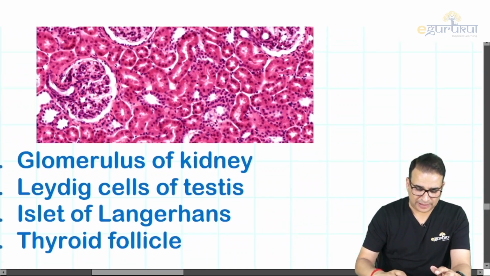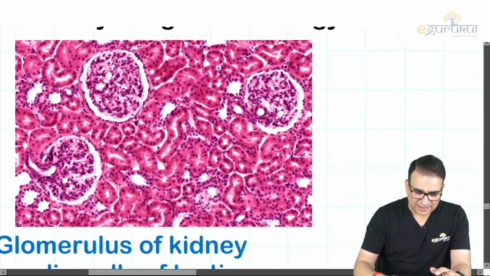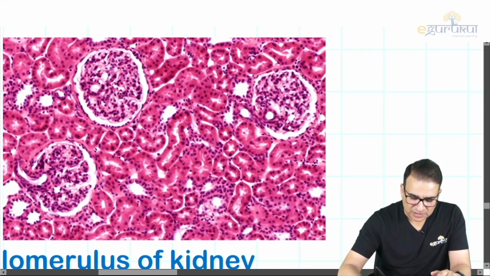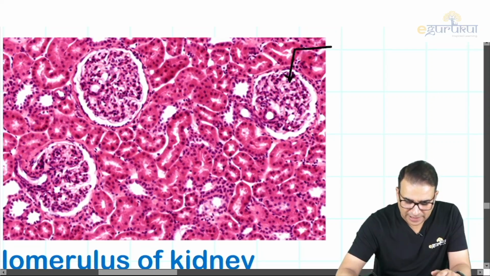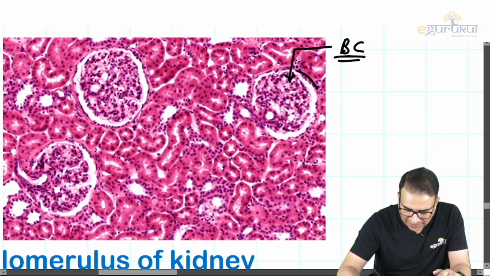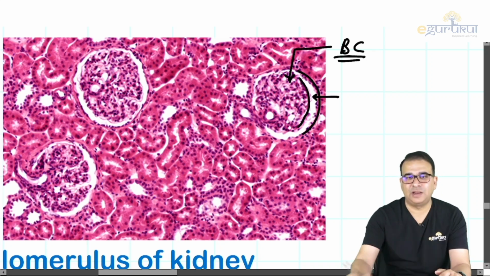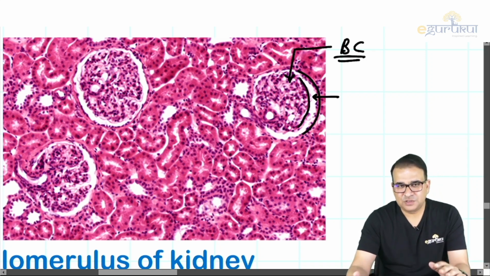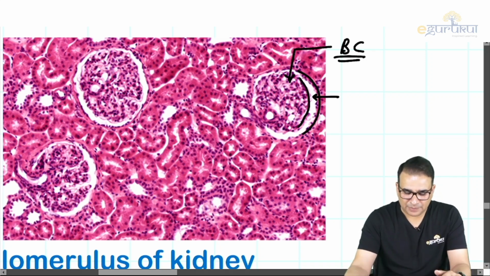If you look at this slide in this region here, these are the Bowman's capsules. All these areas indicated in the image are Bowman's capsules. I can clearly see the parietal layer and the visceral layer, and the visible gap is seen in between, guys. The parietal layer and visceral layer are clearly seen, and the clear gap is seen in between here.